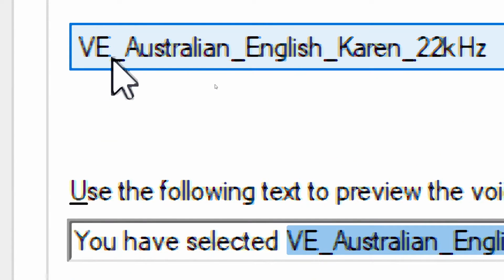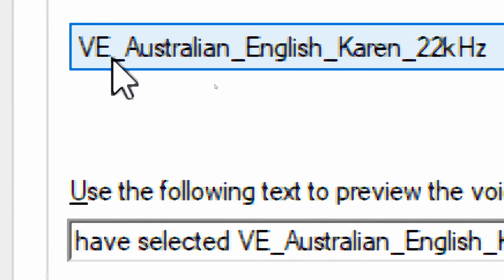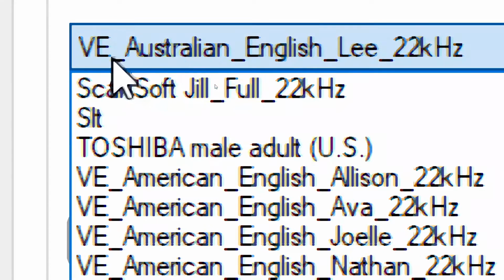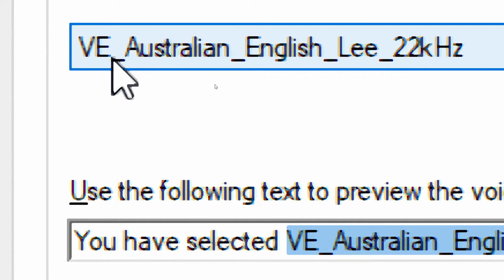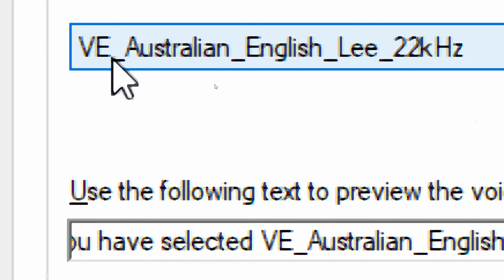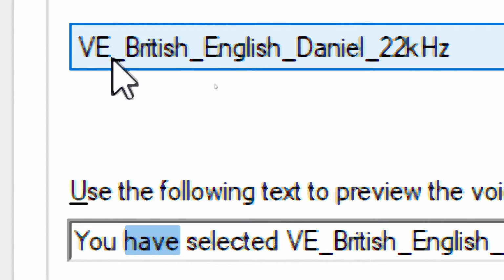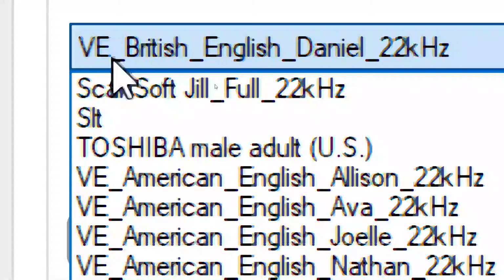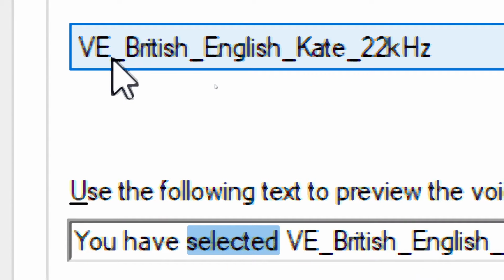You have selected VE Australian English Karen 22 kHz as the computer's default voice. You have selected VE Australian English Lee 22 kHz as the computer's default voice. You have selected VE British English Daniel 22 kHz as the computer's default voice. You have selected VE British English Kate 22 kHz as the computer's default voice.